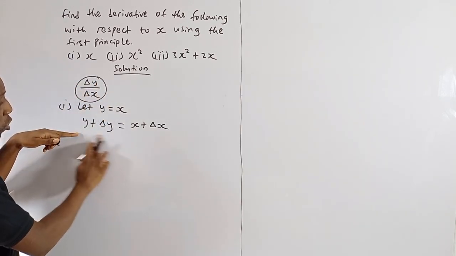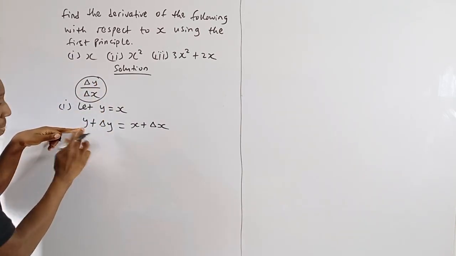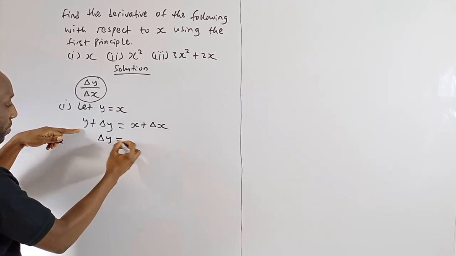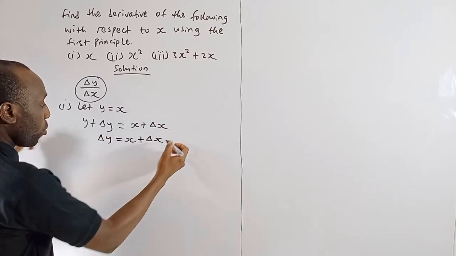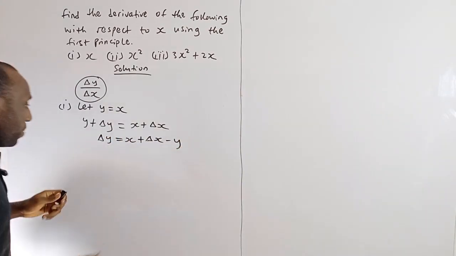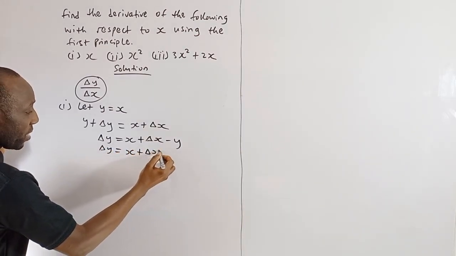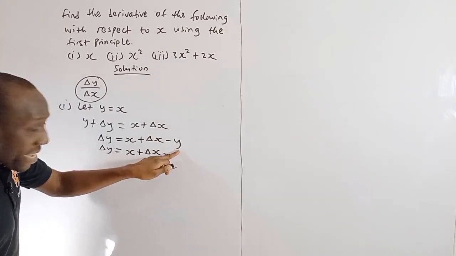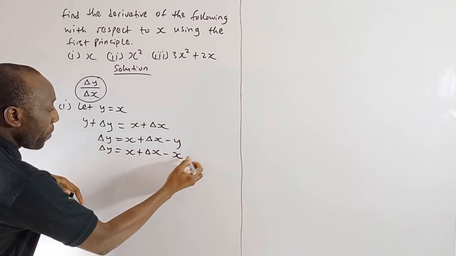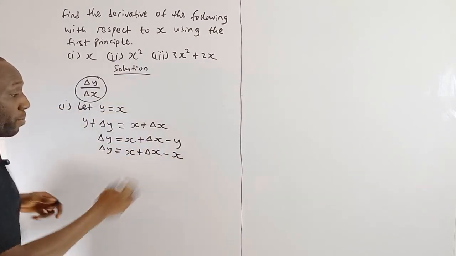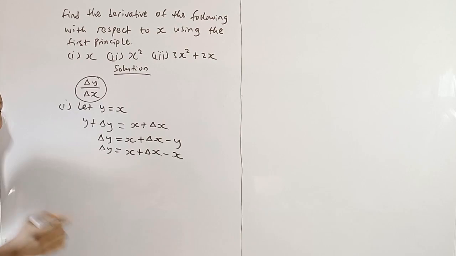Since I'm trying to get change in y with respect to change in x, look at this now. What do I need to remove from here so that I will have change in y? Of course, I'll take y away from here. So I will now have this. If I transpose y to the right hand side, I'm going to have minus y. Okay. Now change in y is now equal to x plus change in x minus y. What is y? y is equal to x. So I'm going to write x here. I'm replacing y, putting x in place of y. So minus x plus x is 0.